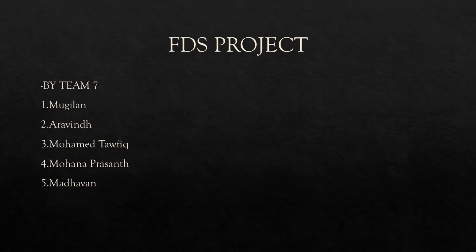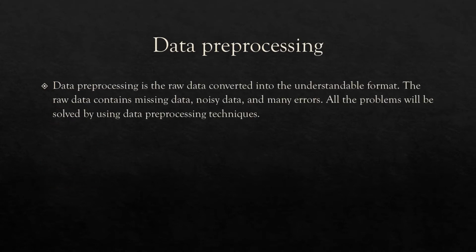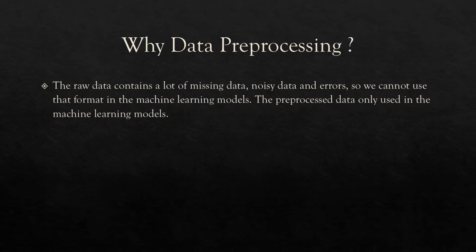Team 7. The given dataset is cars. From the given dataset, data processing. Data processing is the raw data converted into an understandable format. The raw data contains missing data, noisy data, and many errors. All the problems and errors will be solved by using data processing techniques.